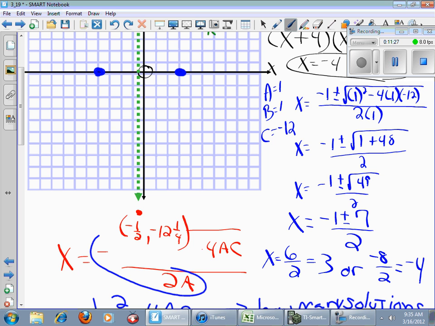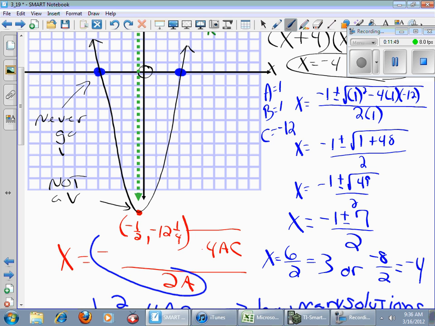And now that I've done that, my parabola just looks like this. I draw part of the U here, and then I draw the other part of the U here. Okay, this is not a V. It's curved at the bottom. And these never go vertical. They will climb steeper and steeper, but they will never go vertical. So you always get some type of U-shaped graph.